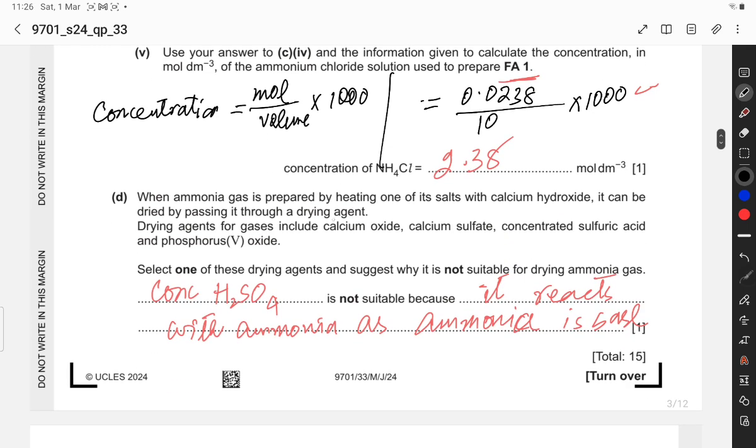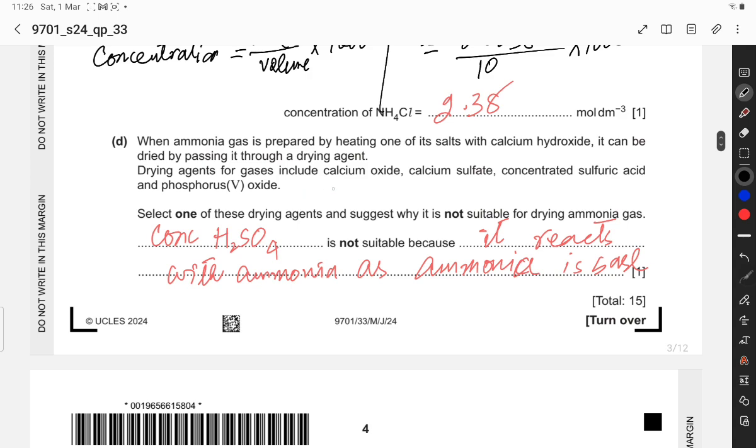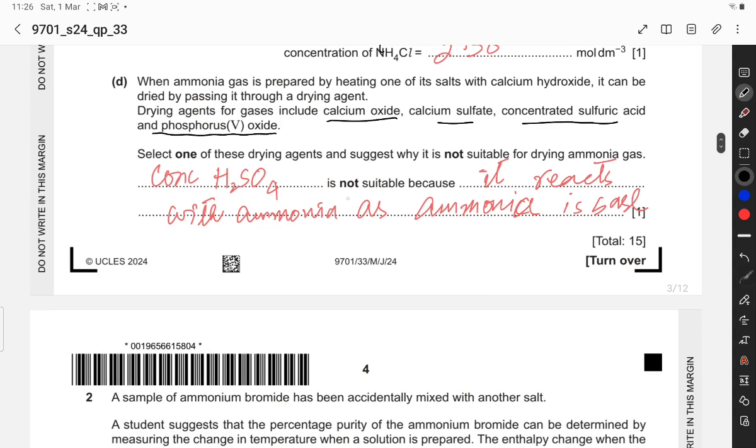When ammonia gas is prepared by heating one of its salts with calcium hydroxide, it can be dried by passing it through a drying agent. Drying agents for gases include calcium oxide, calcium sulfate, concentrated sulfuric acid, and phosphorus 5 oxide. Select one of these drying agents and suggest why it is not suitable for drying ammonia gas. Concentrated sulfuric acid is not suitable because it reacts with ammonia as ammonia is a base.